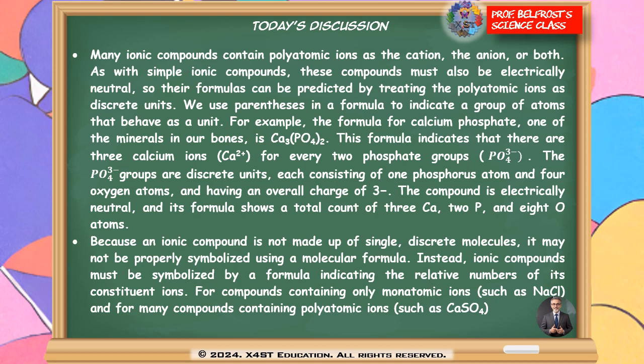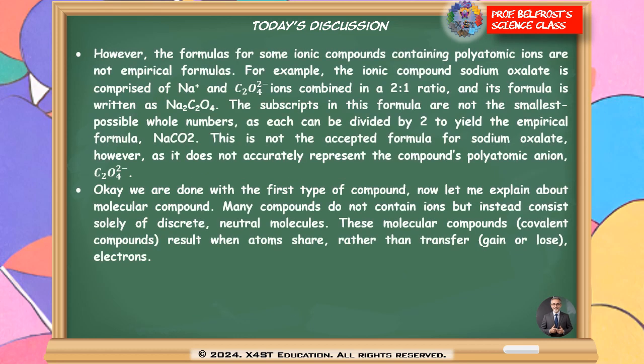Because an ionic compound is not made up of single discrete molecules, it may not be properly symbolized using a molecular formula. Instead, ionic compounds must be symbolized by a formula indicating the relative numbers of its constituent ions. This is the empirical formula for compounds containing only monatomic ions, such as NaCl, and for many compounds containing polyatomic ions, such as CsSO4. However, the formulas for some ionic compounds containing polyatomic ions are not empirical formulas.